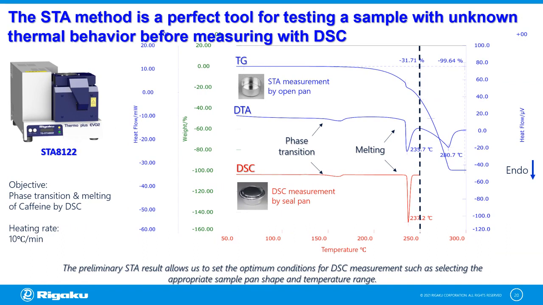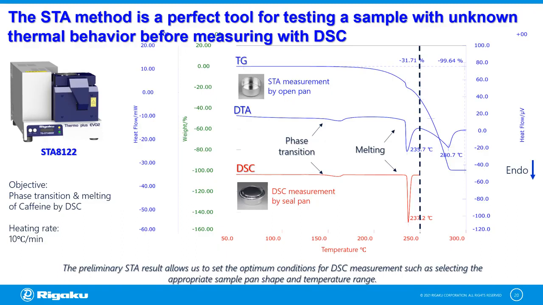When measuring a sample with an unknown thermal behavior using DSC, the STA method is a perfect tool for preliminary tests in confirming mass changes within the specified temperature range for DSC measurement, such as the application shown in this slide where caffeine is a material with unknown thermal behavior and the main objective is to use DSC for the determination of phase transition and melting of caffeine. So first we measured caffeine using STA.